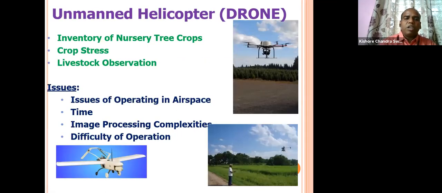There is also modern technology like drones or unmanned helicopters, which we can use instead of satellites for image acquisition and image processing, for identification of crop stress, and we can observe the livestock, whether they are moving properly or how they are behaving. The issues with drones are sometimes the weather conditions. Sometimes it's difficult to operate, and there is the issue of operating in airspace, as some areas don't allow it.